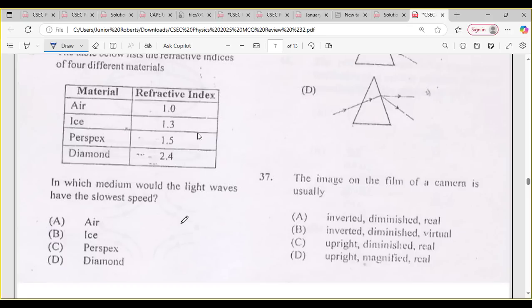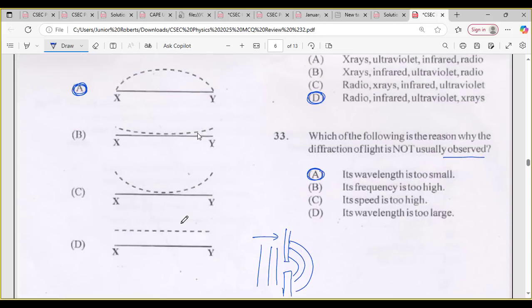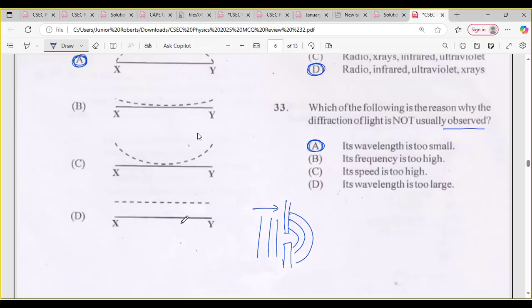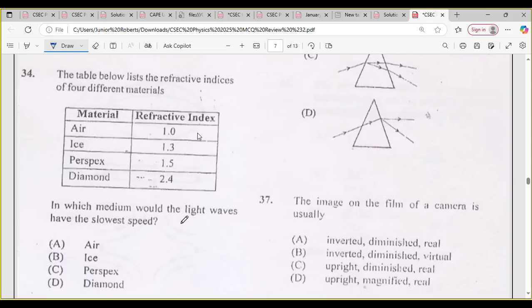Sir, did you say the answer was for 33? 33 we said was A, as in apple. Okay. Yes. 34 now. What am I saying now?